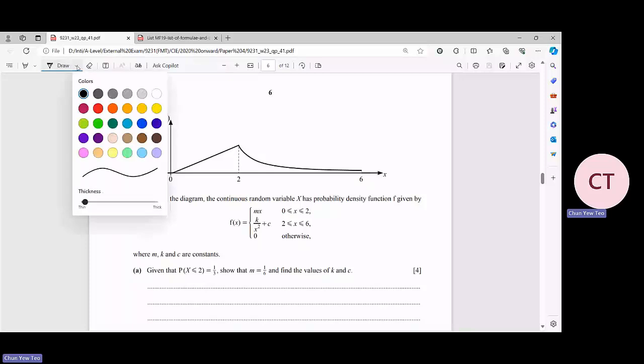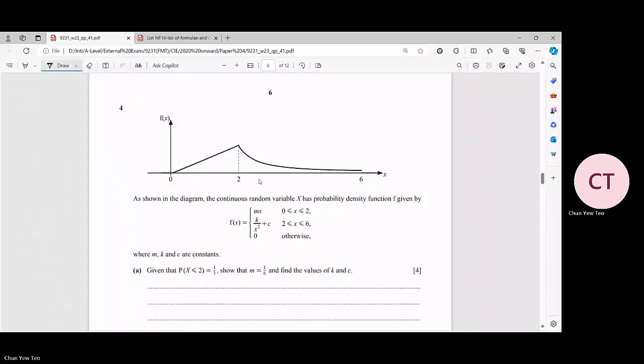Okay, now we take a look at question number 4. Continuous random variable. As shown in the diagram, the continuous random variable x has a PDF f given by the following. M, K, and C are constants. The question gives you that the probability for x less than or equal to 2 is 1/3. That means the area here is 1/3.